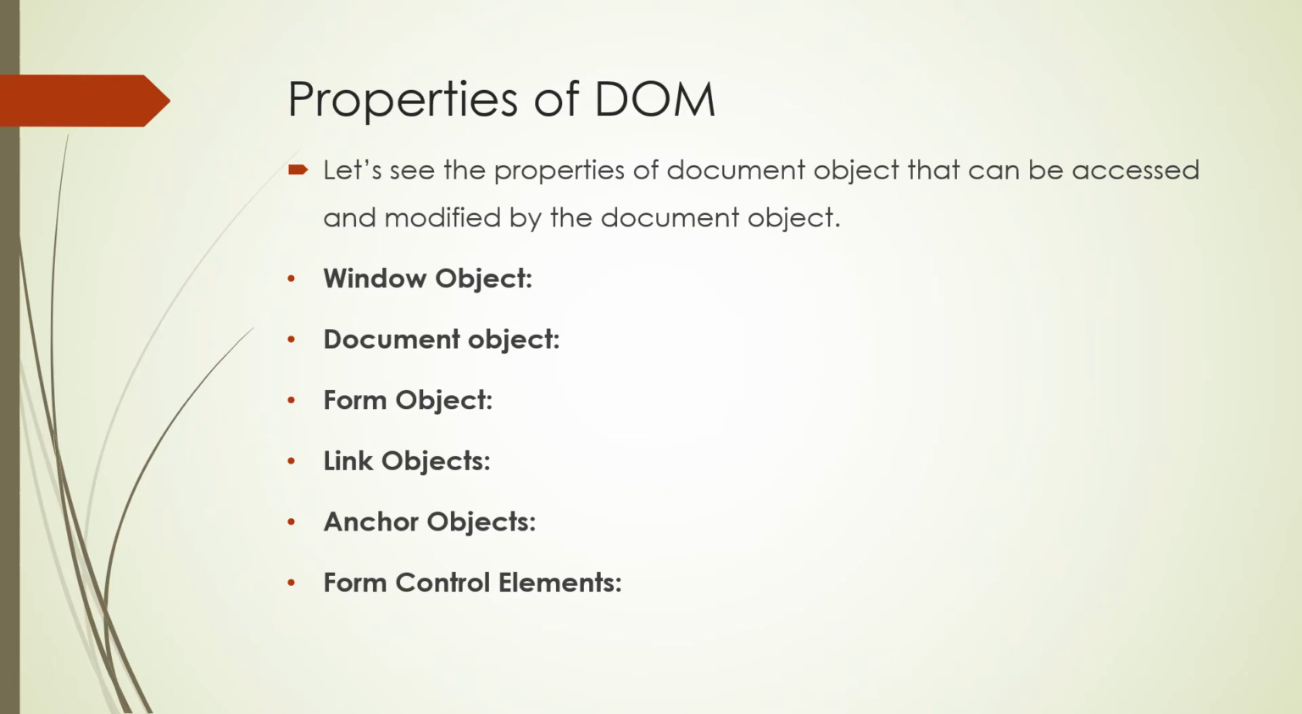What is the window object? The window object is always at the top of the hierarchy. What is the document object? When an HTML document is loaded into a window, it becomes a document object. What is the form object? It is represented by form tags. What are link objects? It is represented by link tags.